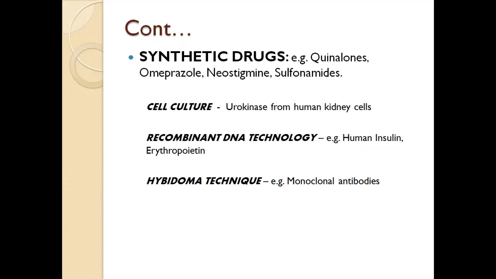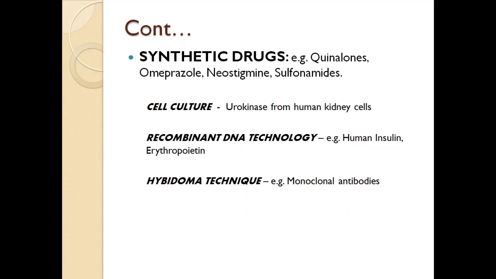Next, moving on to the synthetic drugs, the examples are quinolones, omeprazole, neostigmine, sulfonamides. The various methods through which we can produce drugs are cell culture, example urokinase from human kidney cells, recombinant DNA technology, example human insulin and erythropoietin, and hybridoma technique, example monoclonal antibodies.